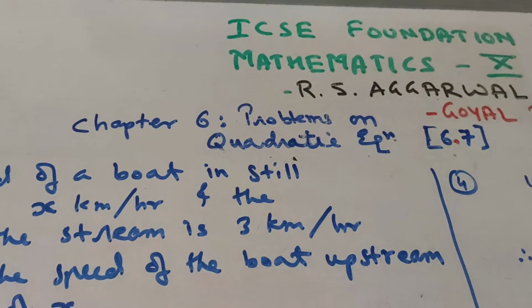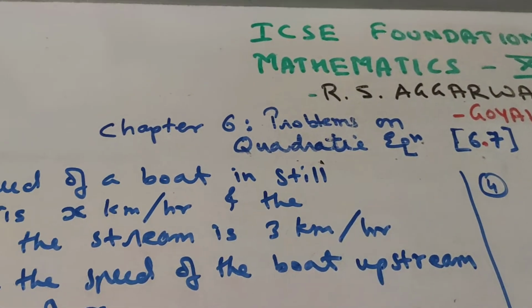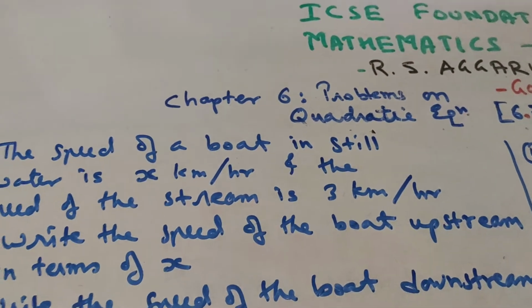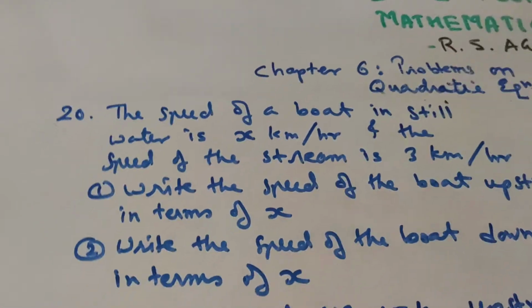We have already completed sums 1 to 19 from the exercise, chapter 6, Problems on Quadratic Equation. We are with sum number 20.